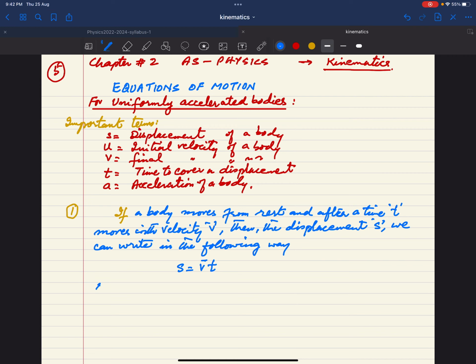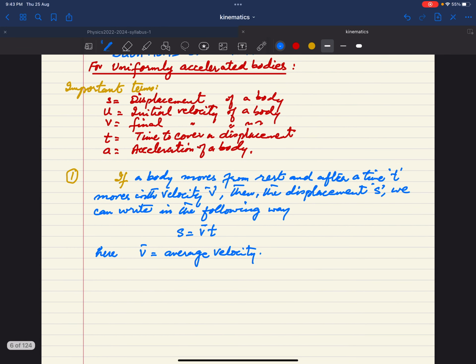Remember one thing, that here V bar is the average velocity. So whenever you consider the V bar, basically this will be the average velocity. We will discuss this again, but for the time being, if a body is starting from rest and going to a particular value of velocity v, then how will you calculate the average velocity? Simply, it is initial velocity plus final velocity divided by 2.